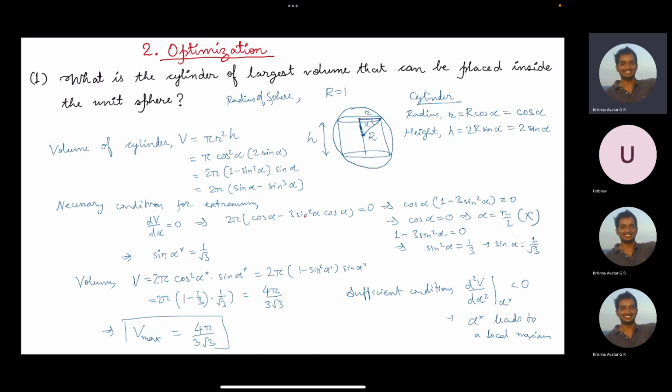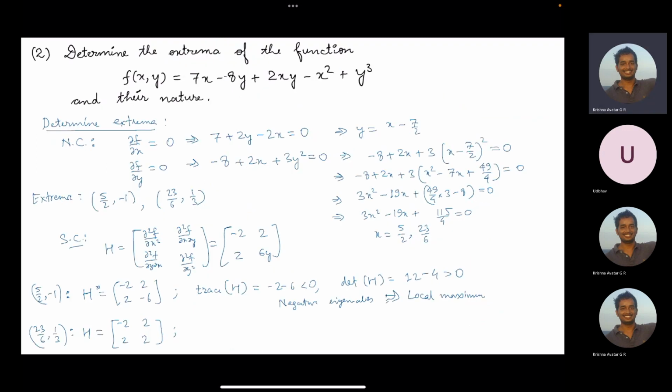Then, after putting in the value for sine alpha star, we have v max equal to 4 by 3 root 3. And this solves our problem. Now let's pick up another problem.